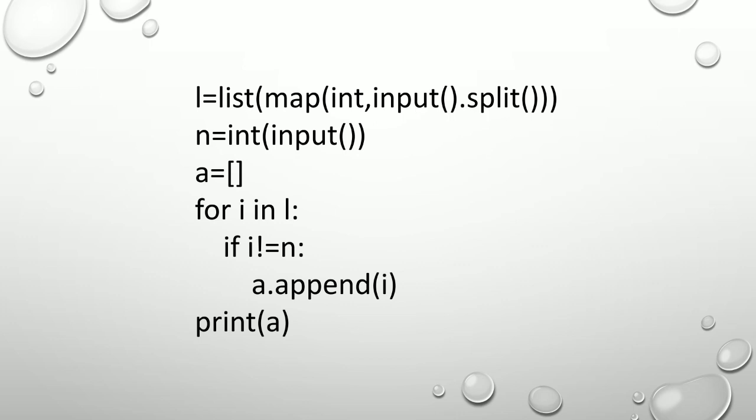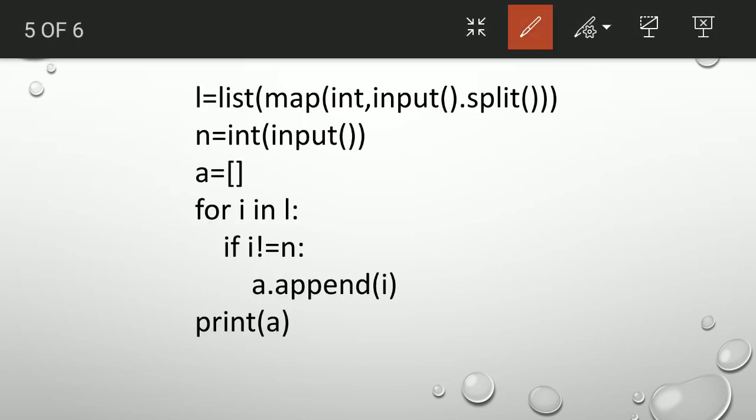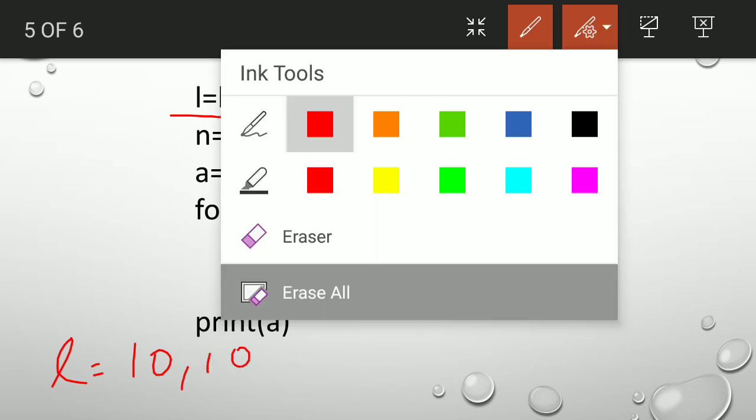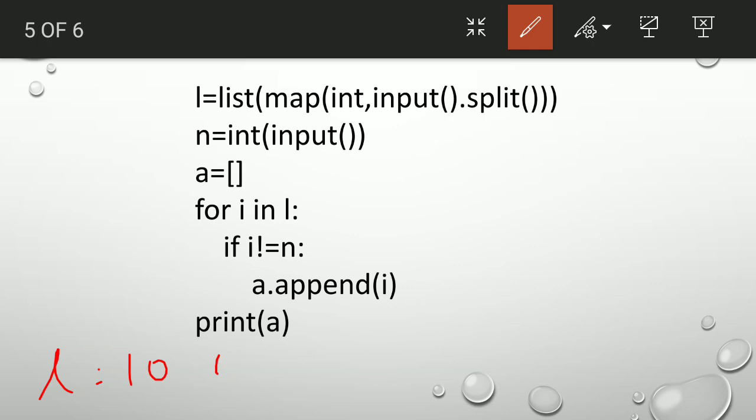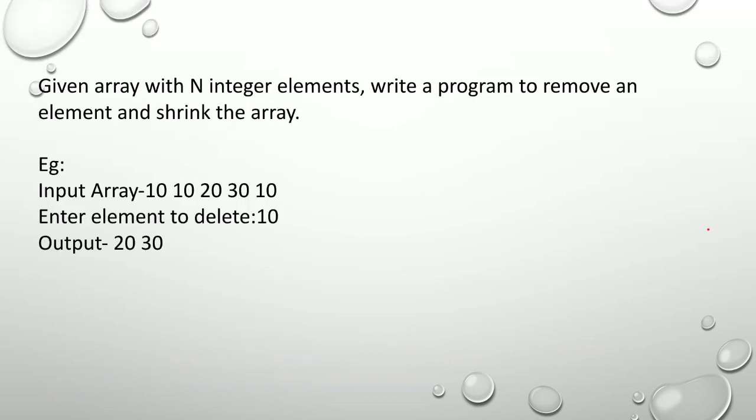So L is equal to list of map of int, comma, input dot split. Here we take the list elements as 10, 10, 20, 30 and 10 separated by spaces, so L equals 10, 10, 20, 30 and 10. For the input we have taken n is equal to int of input. Let's suppose n contains 10. Here they have also written, enter the element to be deleted.